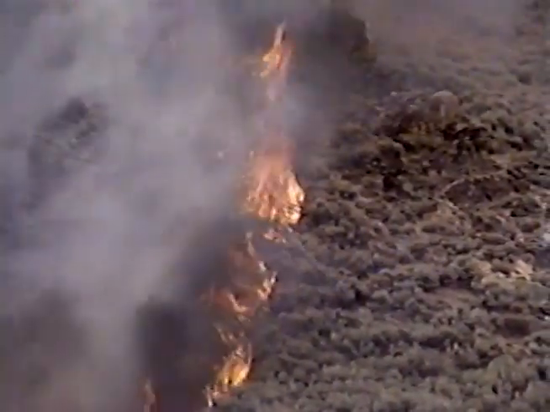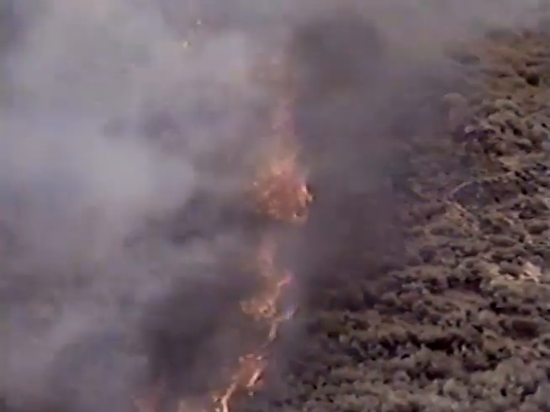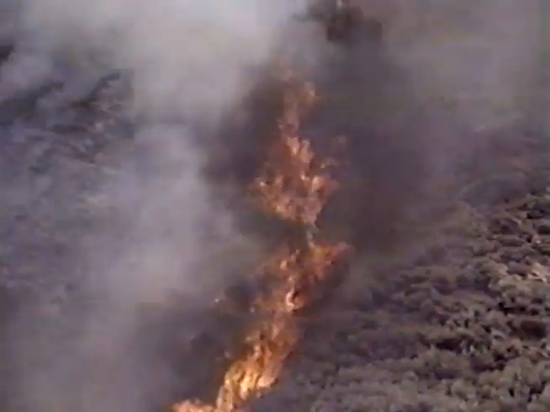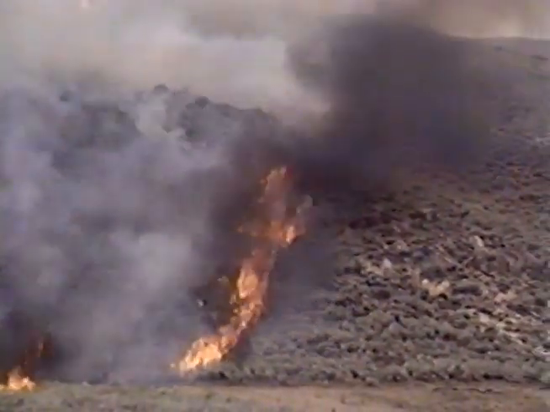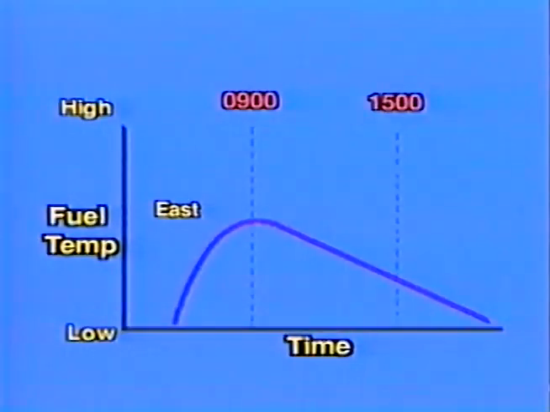Look at the fire behavior on two slopes with different aspects. In the first situation, the fire is burning in grass and sagebrush on an east aspect at 0900. The fuels on this aspect will normally have the highest fuel temperatures in the morning, as the arrow indicates. In the second situation, the fire is burning on a west aspect, in the same fuels at 0900.